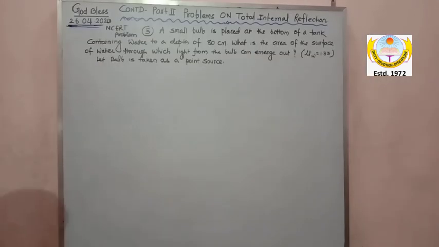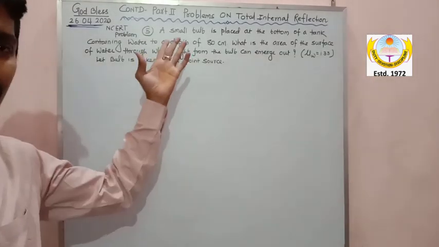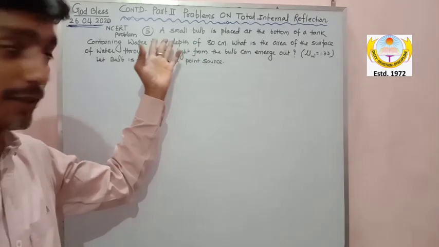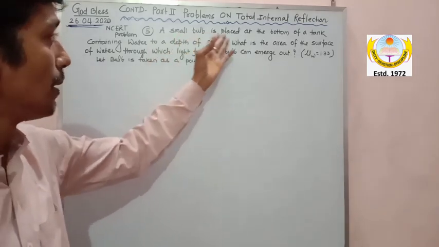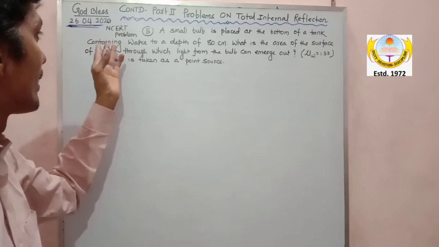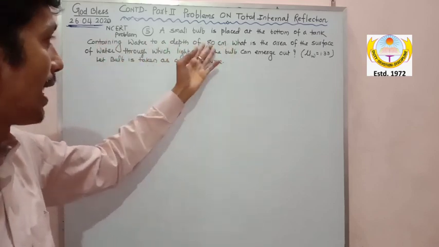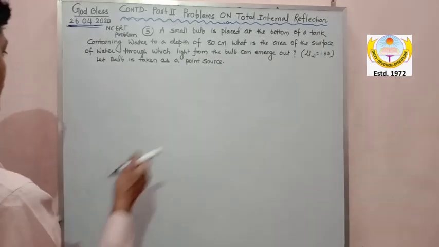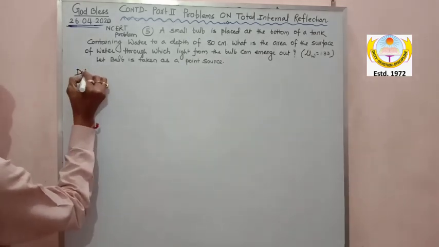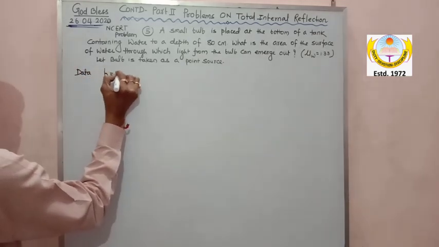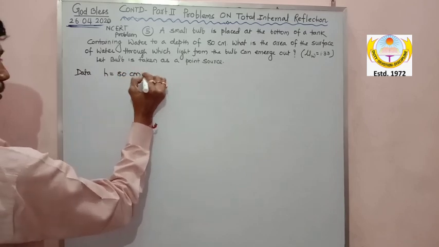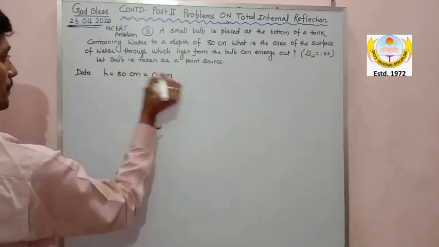Now look at this, it is an NCERT problem, as we have done such type of problem earlier also in my video. You can see a small bulb is placed at the bottom of a tank containing water to a depth of 80 centimeter. Here the depth is given as 80 centimeter, that is in data. You can say data h is equal to 80 centimeter, that is equal to 0.8 meter.